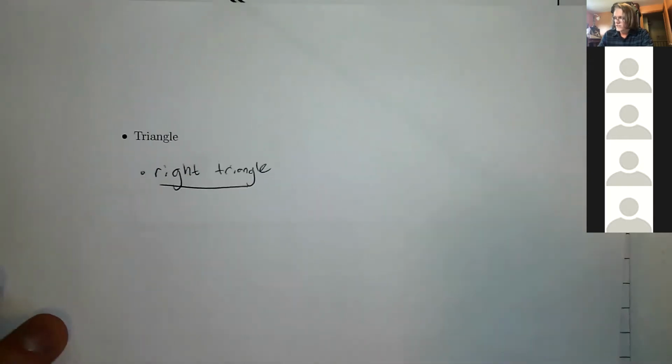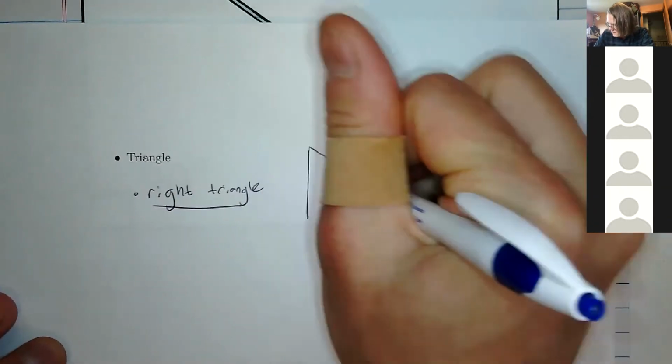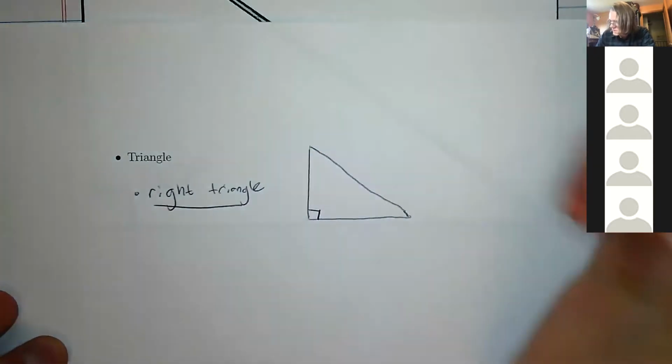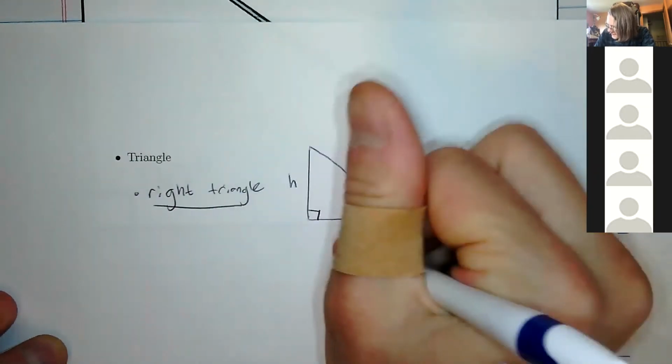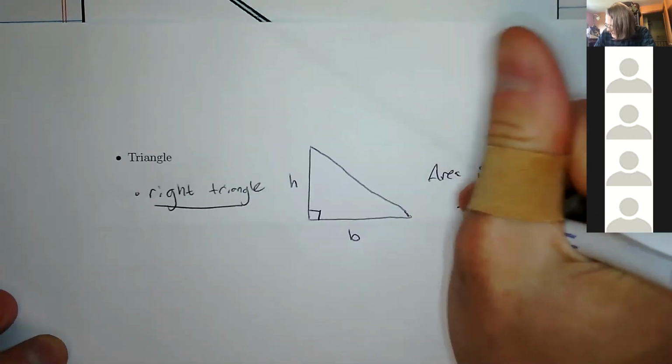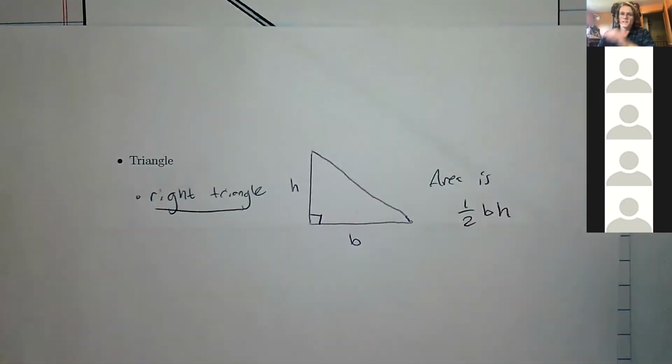So for a right triangle, and again, a right triangle has 90 degrees in one of the corners. I'll call this the height, and this the base. The area is 1/2 base times height. All right, so that's for a right triangle.